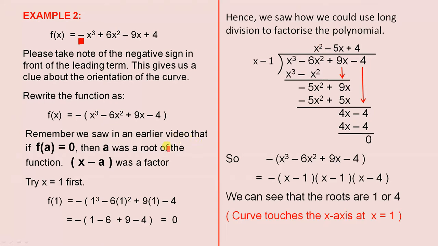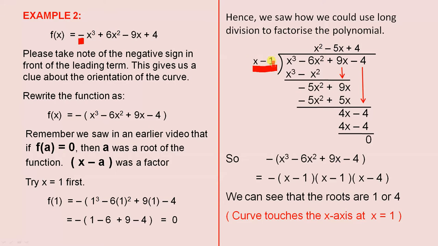Remember, we saw in an earlier video that if f(a) equals 0, then a was a root of the function, which meant that x minus a was a factor. Let's try x equals 1 and see what happens. So f(1), we substitute 1 into the original equation, and we get 0. So 1 satisfies the equation, so it's a root of the equation, therefore x minus 1 is a factor. Okay? Hence, we saw how we could use long division to factorize the polynomial. So x minus 1 is a factor.